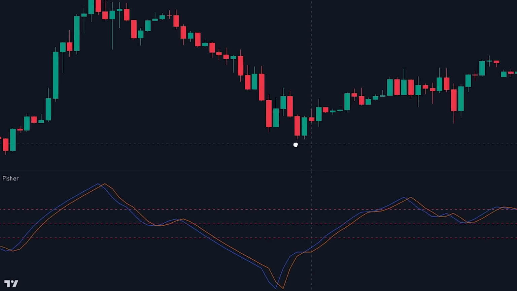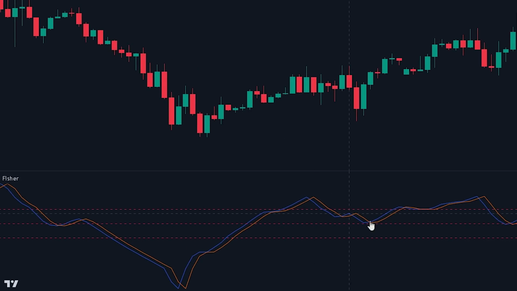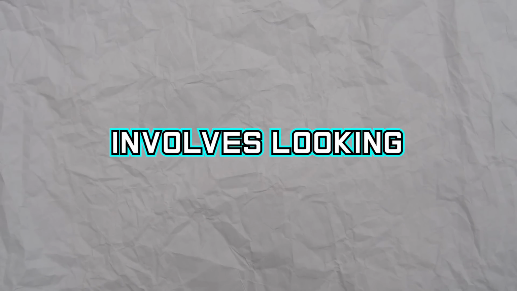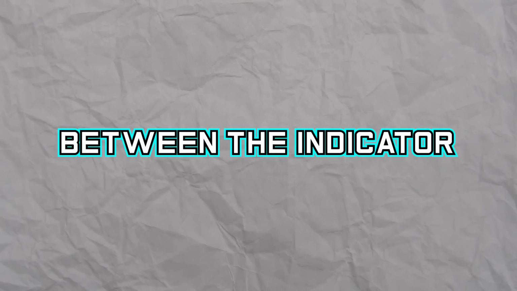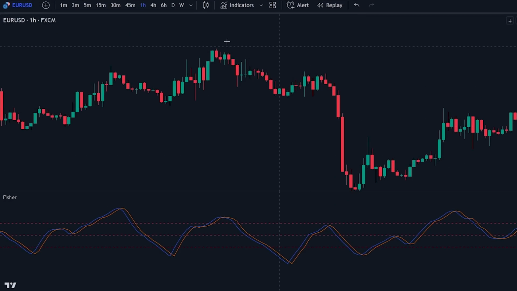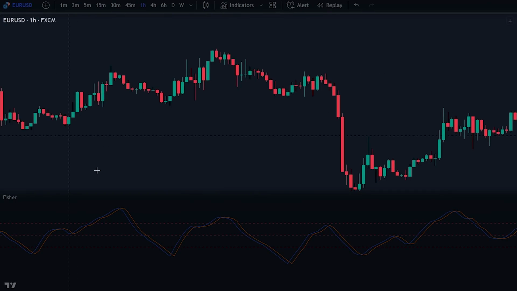But as you can see here, there are still quite a few false signals that are provided. A more powerful way of using the indicator involves looking at differences between the indicator and the price action. This means that we will be looking for divergences between the Fisher Transform and the price.